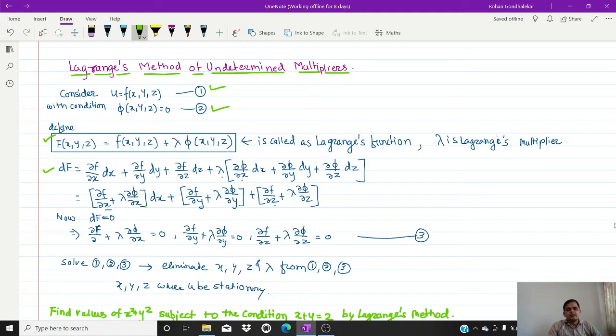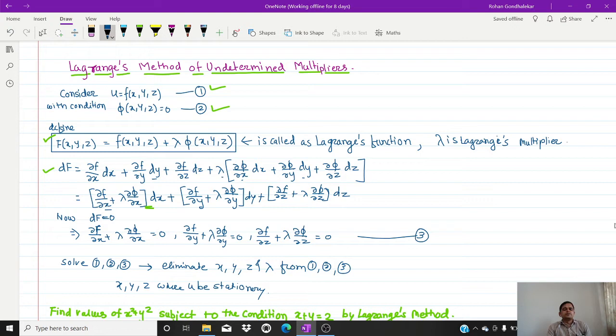Now I take those terms together where the dx, dy and dz are common. So just have a look here. See, here dy is present, here also dy is present. So what I'm getting? del f by del y plus lambda into del phi by del y. Similarly, I can define the third, that is del f by del z plus lambda into del phi by del z into dz. Got it?